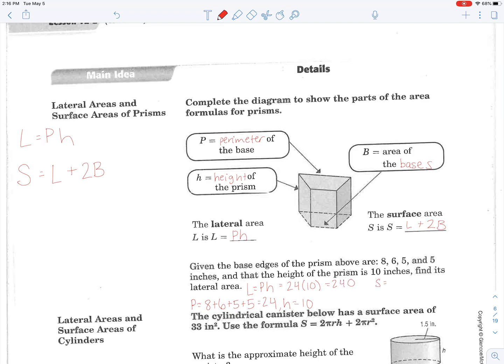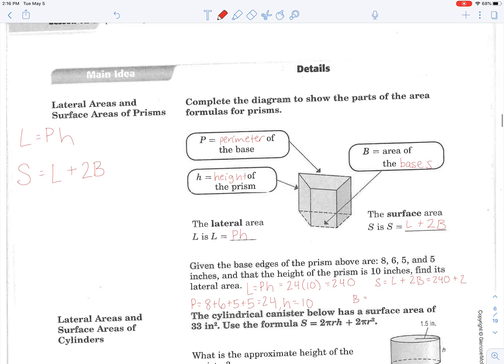Now if it asks me for surface area, that would be the lateral area plus 2 times the area of the base. 240 plus 2 times the area of the base. Well, the base in this case is a trapezoid, and the area formula for a trapezoid is 1/2 base 1 times base 2 times the height.